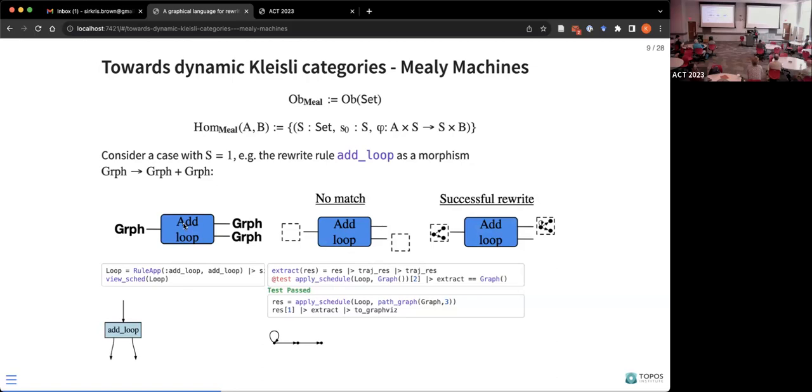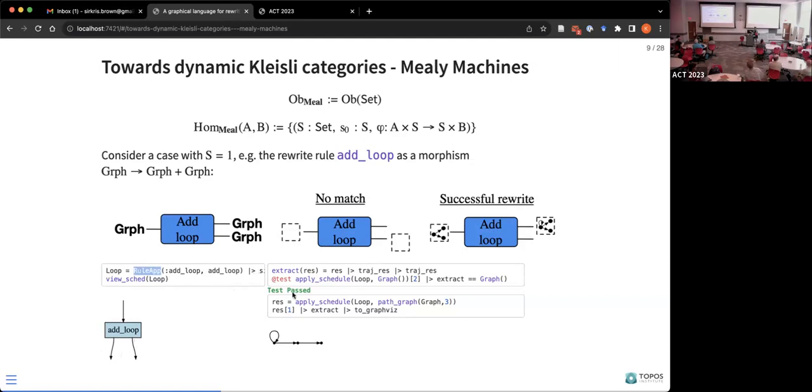And we can think of a rewrite rule as having two possible outputs, one in which you successfully apply the rewrite rule, and one in which you don't successfully apply the rewrite rule. So here is the code for taking our rule that we defined before. We can wrap it in this rule app thing and get a rule app box.